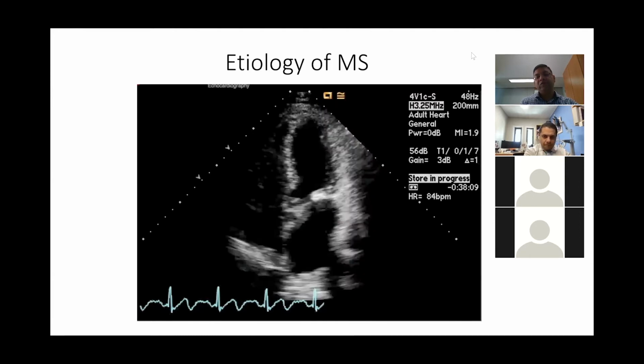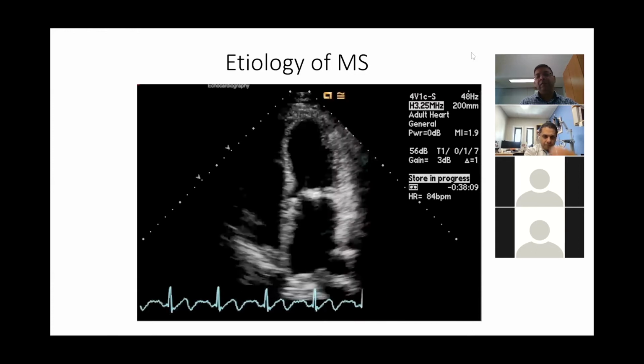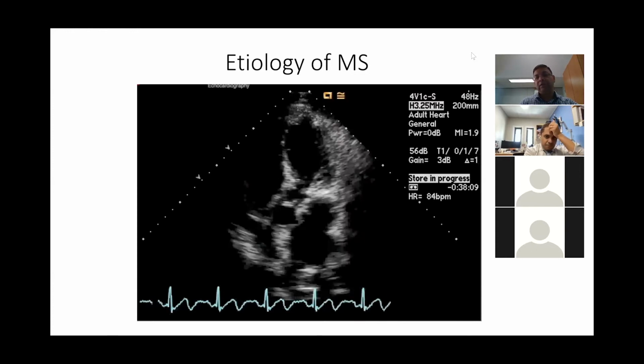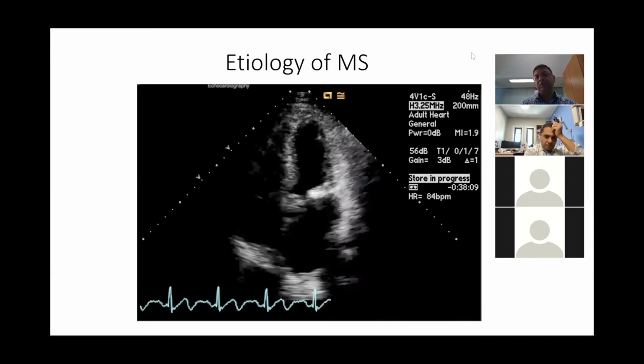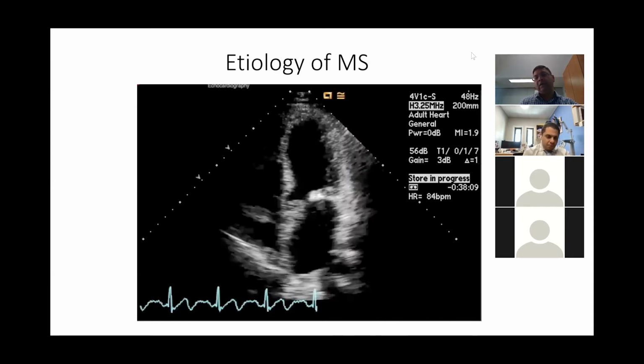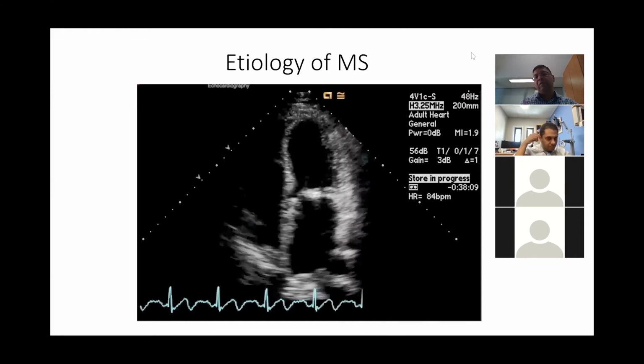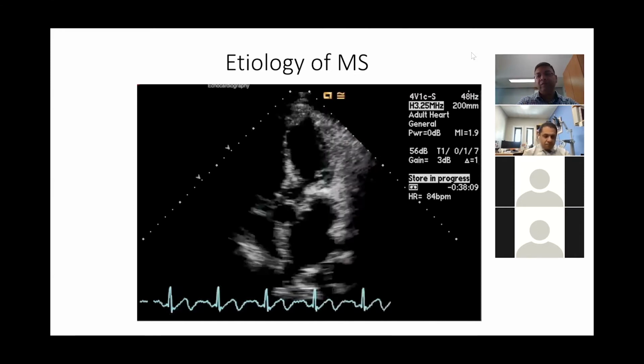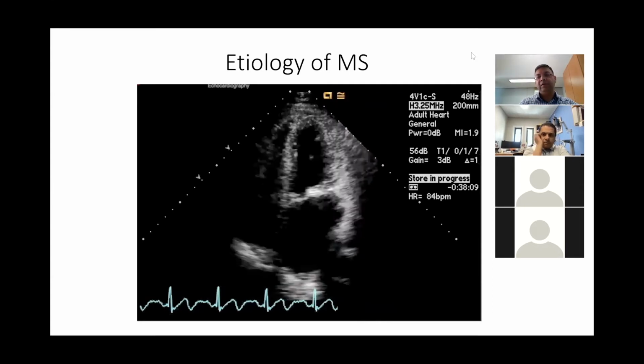Yeah, this one is not straightforward. So, what happened in this case? It looks like the tip is really thick and it was rheumatic in origin. Even if it's rheumatic in origin, you can have associated calcification on top of that. That's what happened here.